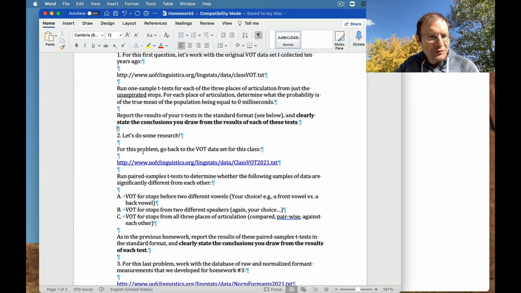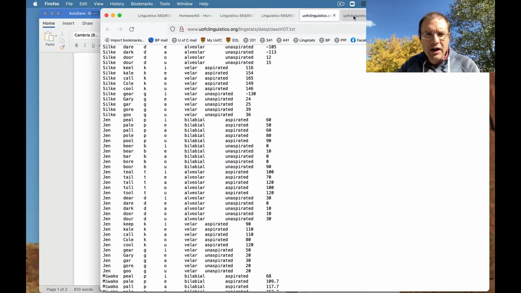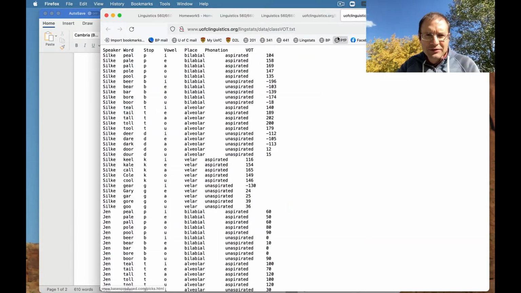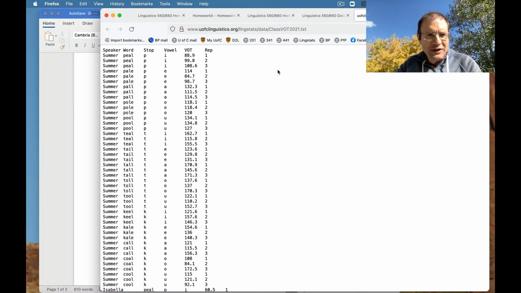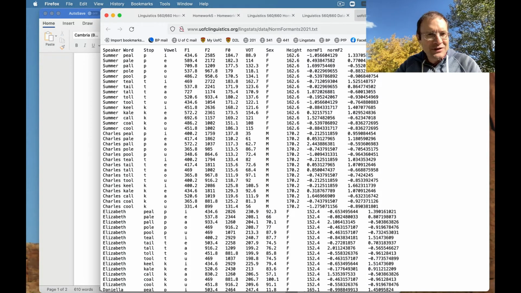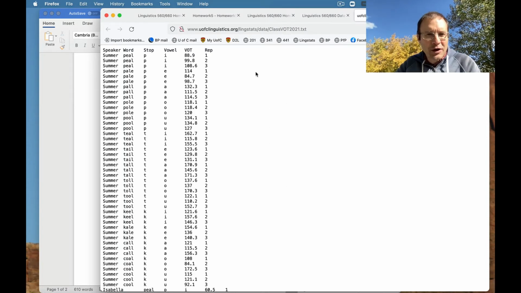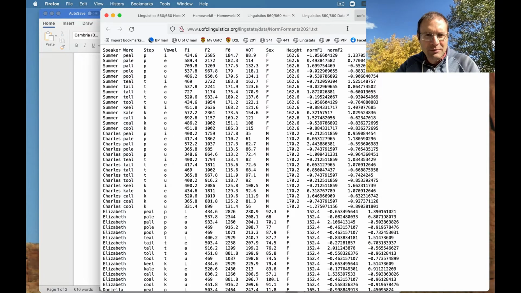With that in mind, we'll do something similar for question number 2. We'll do a little research, so-called. We're going to go back to the VOT data set for this class, and I've got this in 2 forms here. This is the original VOT data set that we were playing around with at the start, after we did homework number 1. I've also got it expanded with the same data here for question number 3, with these formant measurements and the F-zeros and so on and so forth. You can use either one because it's the same VOT data set in both cases, in this column right here.